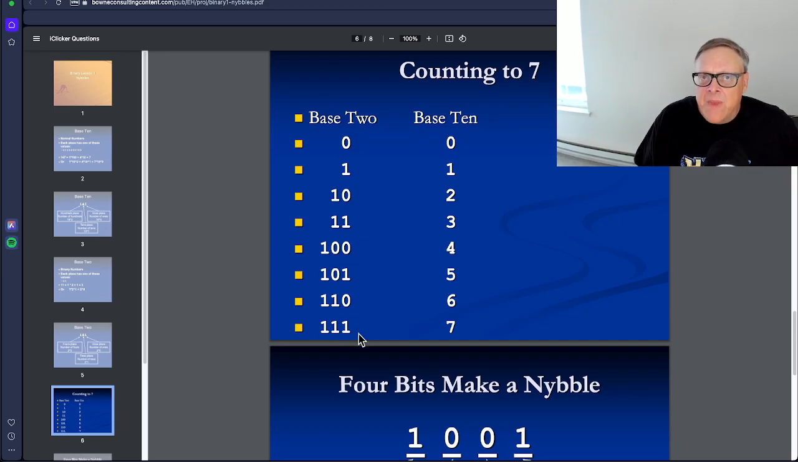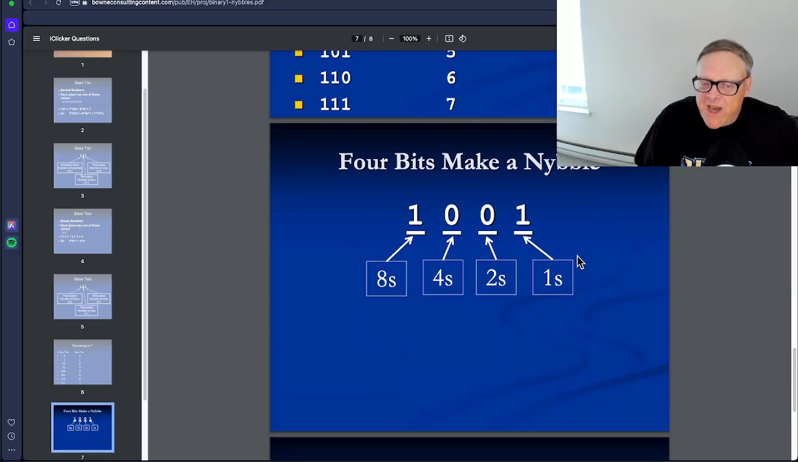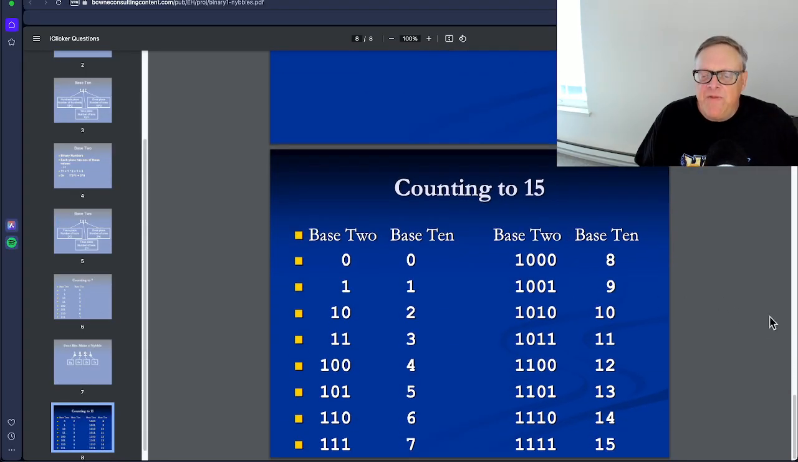If you use 4 bits, which is a nibble, half of a byte, you have 1s, 2s, 4s, and 8s. So this number is 9: you have 8 plus nothing plus 1. You can only count to 15 with nibbles. The biggest number you have is 15 because it's 1 plus 2 plus 4 plus 8, and the smallest one is 0. So that's how you count in base 2 up to 15 with a nibble.